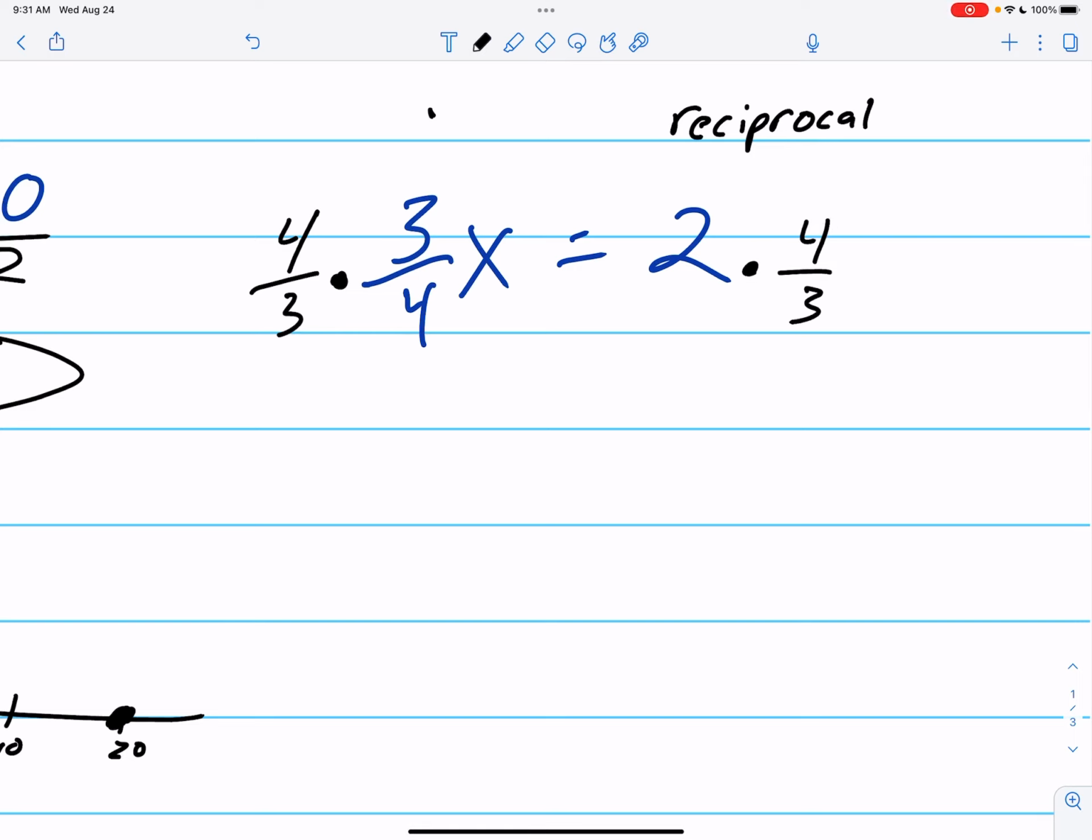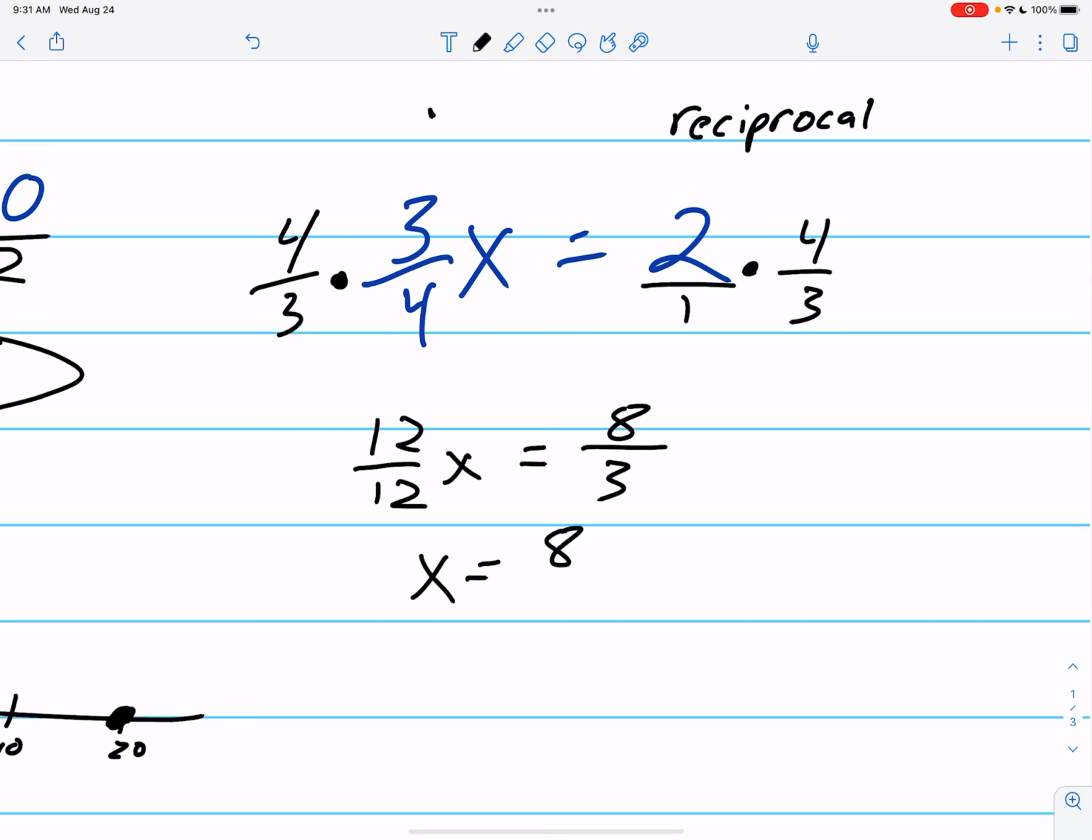And if I do that, on my left side, I get 12 over 12x. And on my right side, you might say, how do I multiply a whole number by a fraction? Put it over 1, top times top, over bottom times bottom. 12 divided by 12 is 1, so I get 1x here, and I never write my 1. And I get my answer as 8/3.